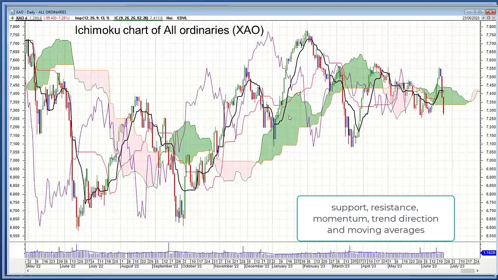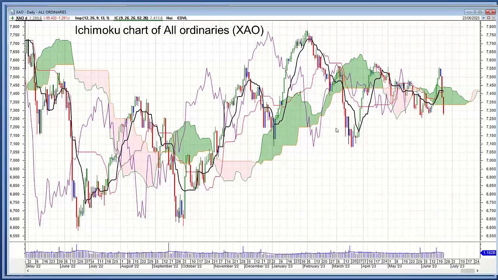And the cloud, or the Kumo in Japanese, was developed by a Japanese journalist, Mr. Hosoda, back in the 60s, as a way of providing more data than a standard candlestick chart.